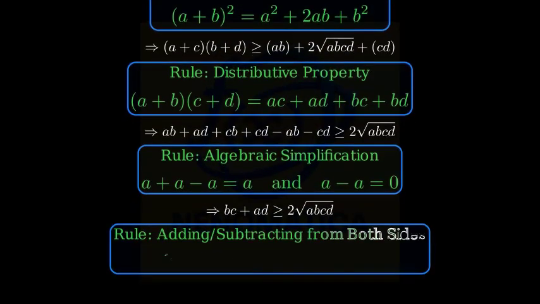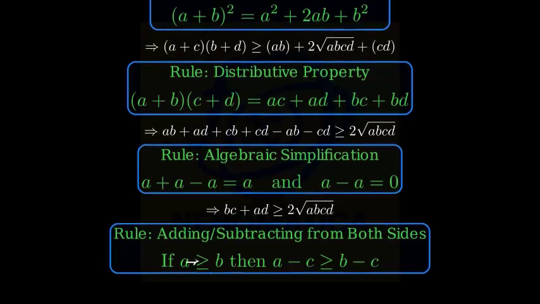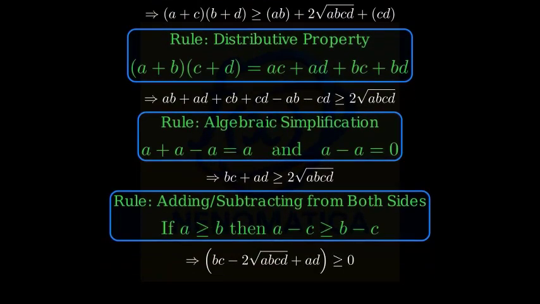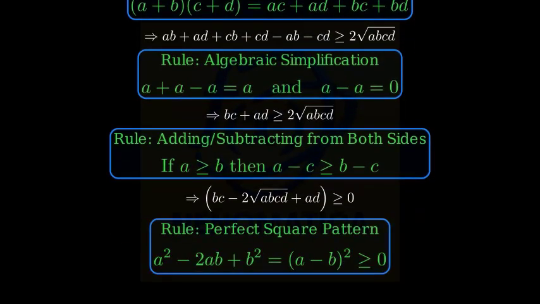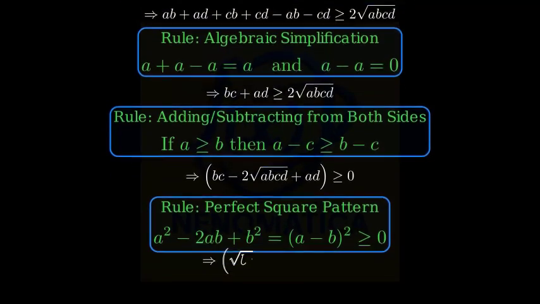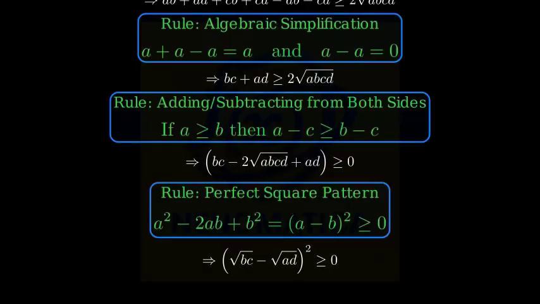For our fifth step, we'll rearrange the inequality to set up for our final comparison. We subtract 2 times the square root of abcd from both sides to get bc minus 2 times the square root of abcd plus ad is greater than or equal to 0. For our sixth and final step, we'll recognize that our expression is actually a perfect square. The expression bc minus 2 times the square root of abcd plus ad can be rewritten as the square of the square root of bc minus the square root of ad.